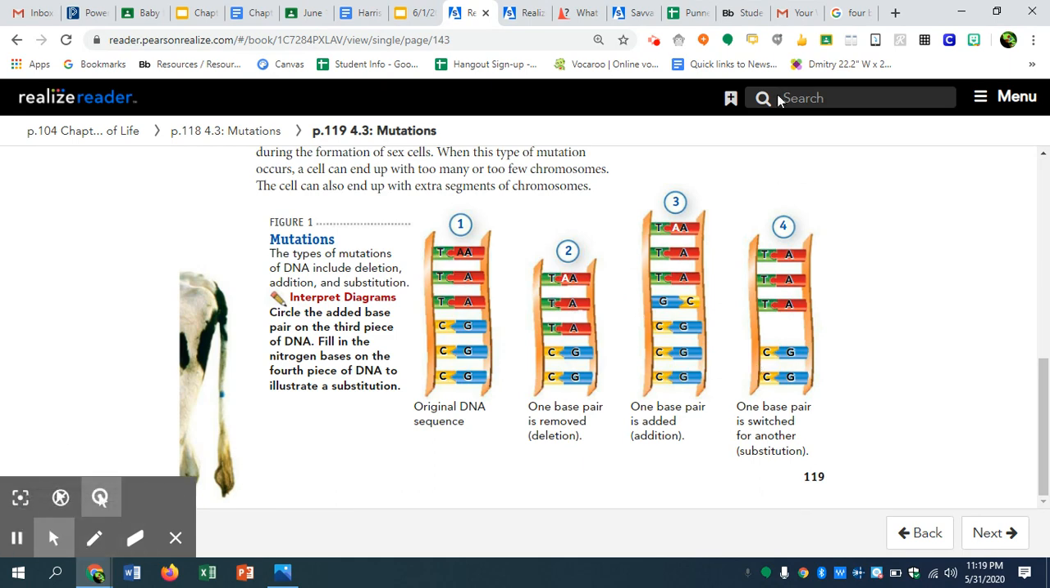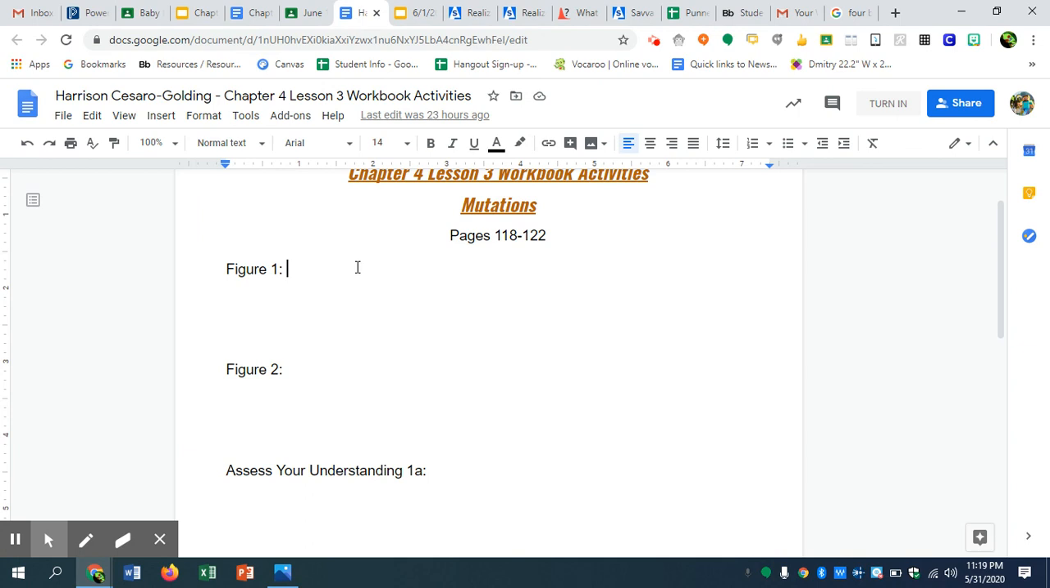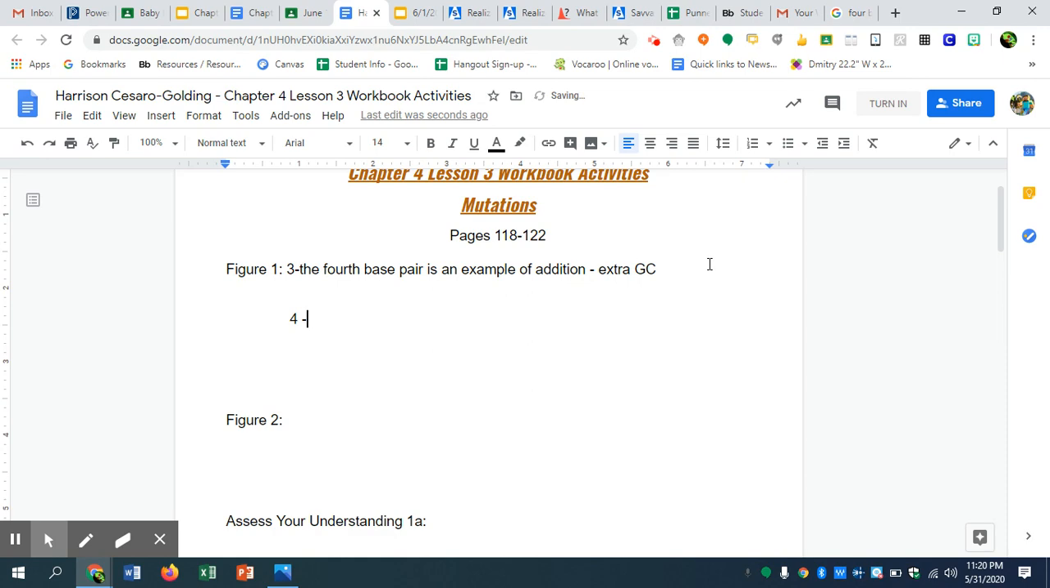Okay, so we're going to go to our activity. There's one more thing here to do, but we're going to go to, oops, not that, this one. And we're going to write for number 3, fourth base pair is an example of addition, an extra GC, right? Because it didn't have it on the other base pair. And then now let's take a look at the fourth one. Deletion is just something's missing.